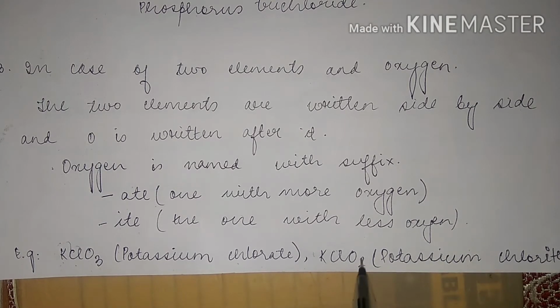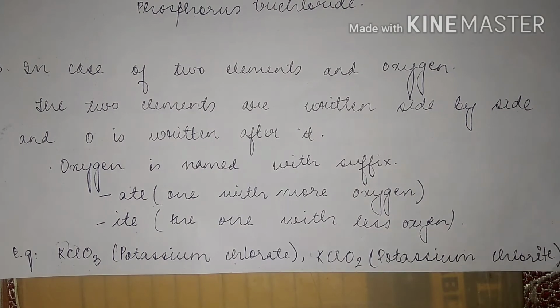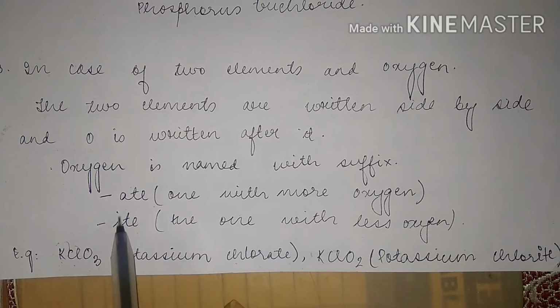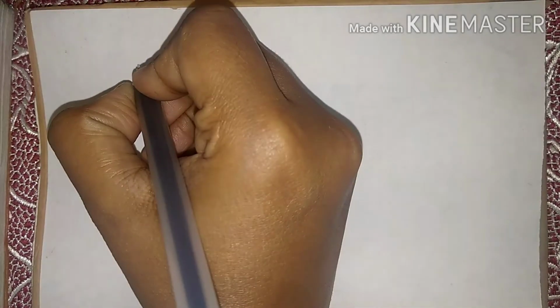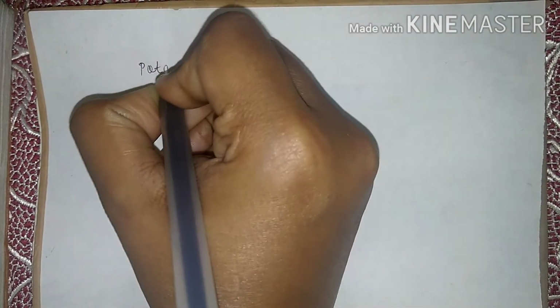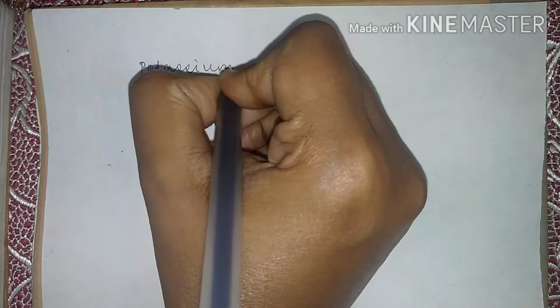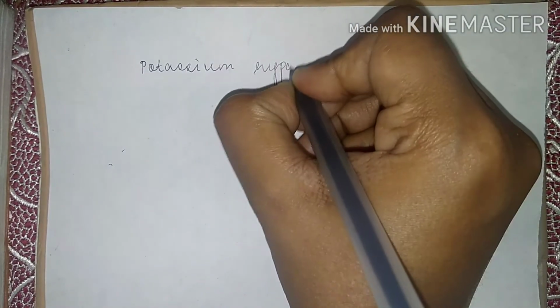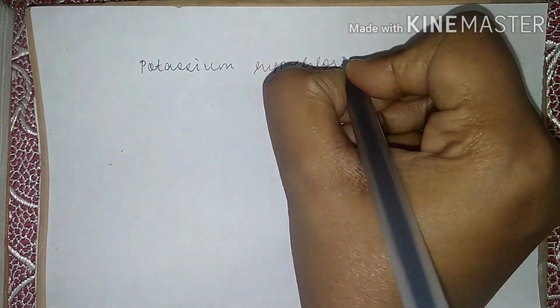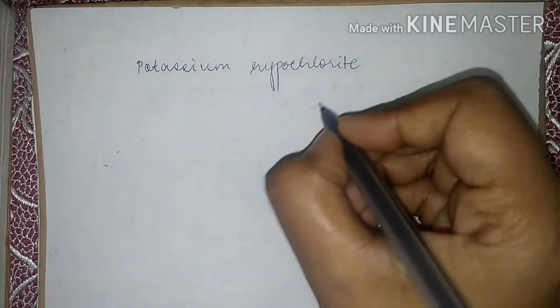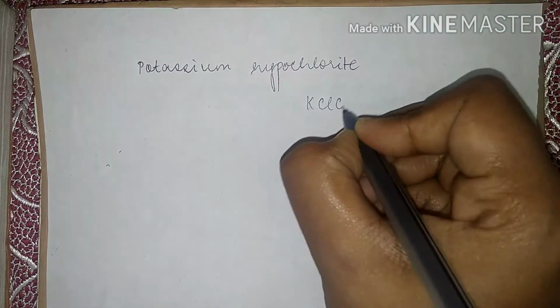So when we have the lesser number of oxygen, it is named as ite, and when we have more number of oxygen atoms, we have ate. So it is potassium chlorate, and here it is potassium chlorite. We can give an example of another compound, here potassium hypochlorite, which has the formula KClO.